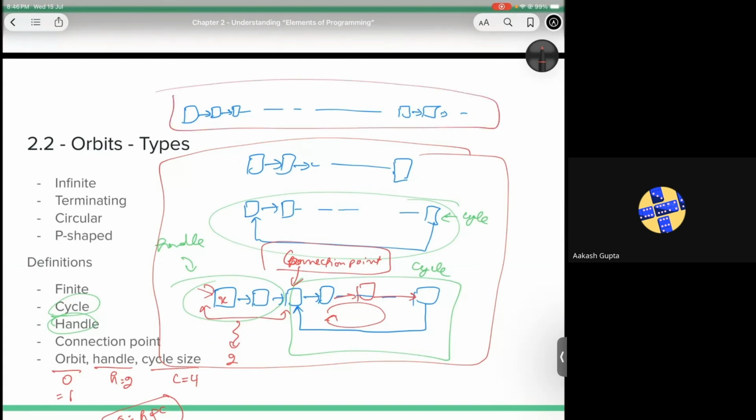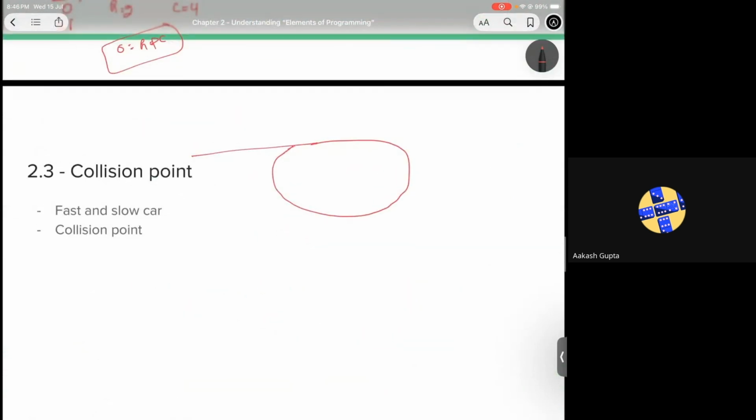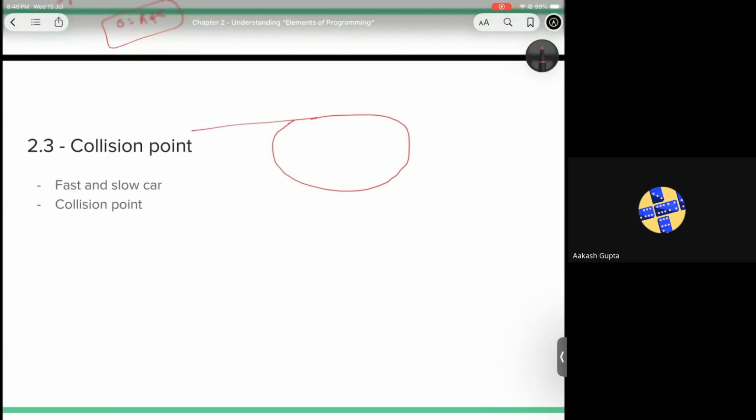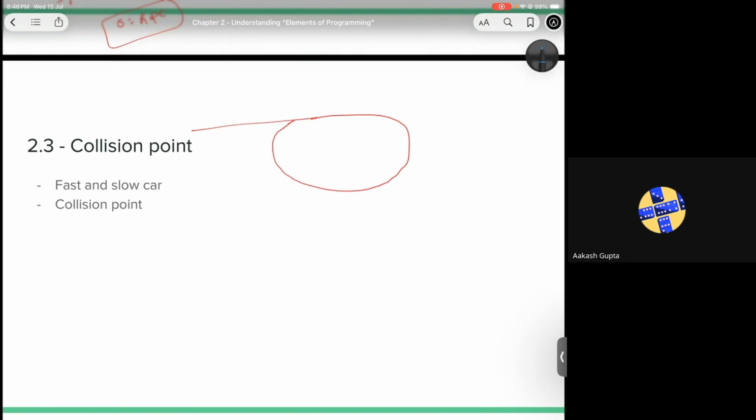Our algorithms will work on these three types of cases, and we are assuming that no infinite case can occur. Okay. So to compute the collision point, we will go with one particular idea of algorithm. It is not necessary that this algorithm is the correct one and no other solution exists. But as per the book, we will only discuss one algorithm, and that is the algorithm of fast and slow pointers. If you go over Geeks for Geeks, you will see finding a cycle in the linked list using this algorithm as well. So, what is the idea?